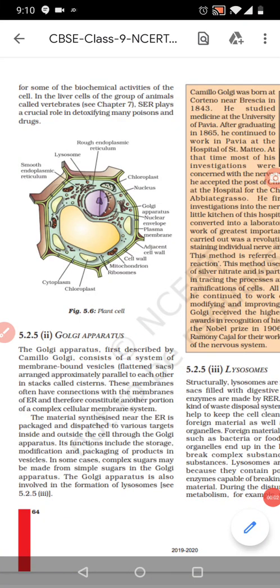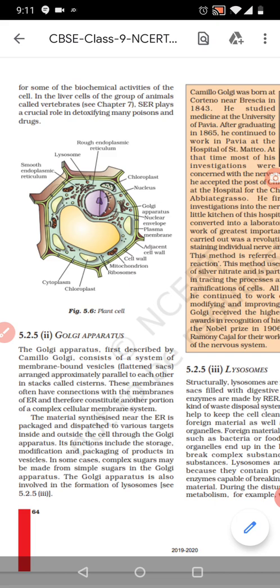Good afternoon, children. Today we are going to start a new cell organelle, that is the Golgi apparatus. Children, in the last video we started with the cell organelles. In that we studied the endoplasmic reticulum. Children, a small recap on the endoplasmic reticulum.